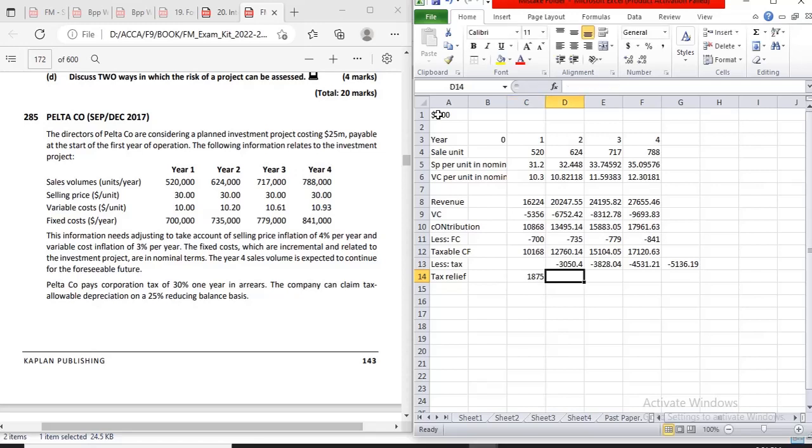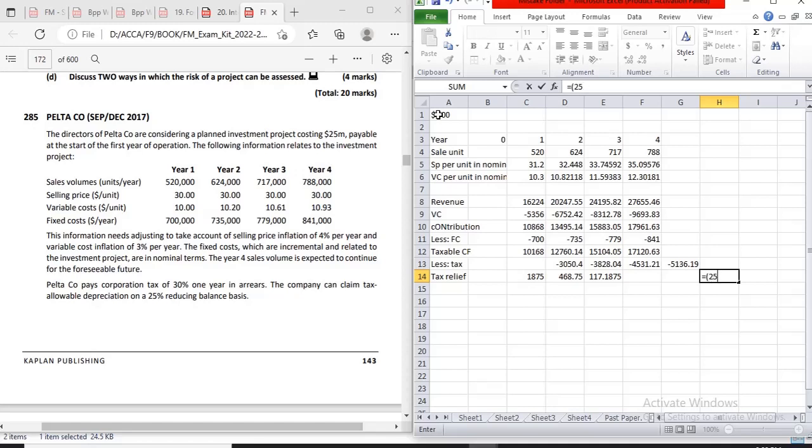That gives 1875 for the first year, and we take 25% of the balance in the second year, and again 25% in the third year. For the last year we won't do this. What we will do is first calculate how much overall tax relief we will get on this investment.